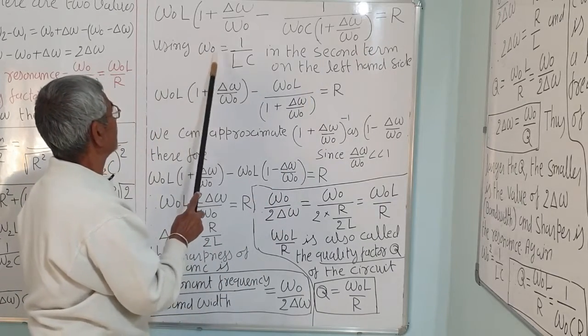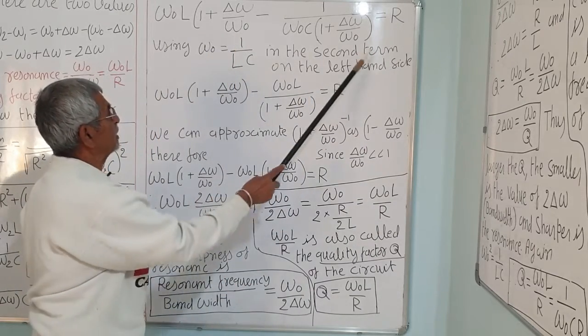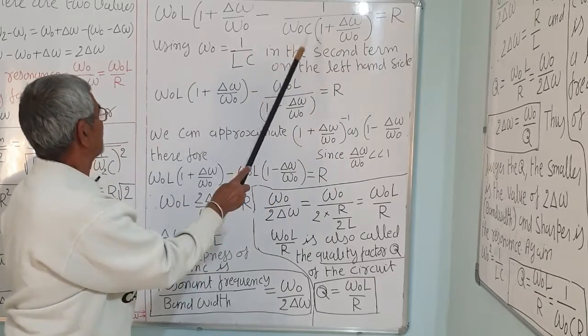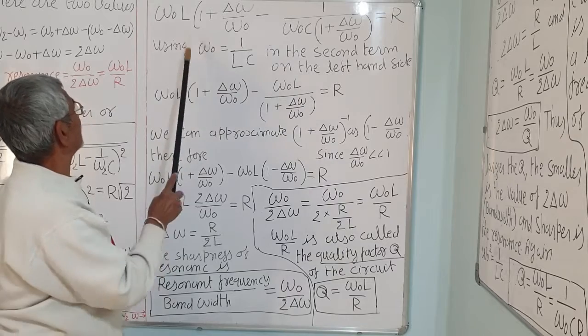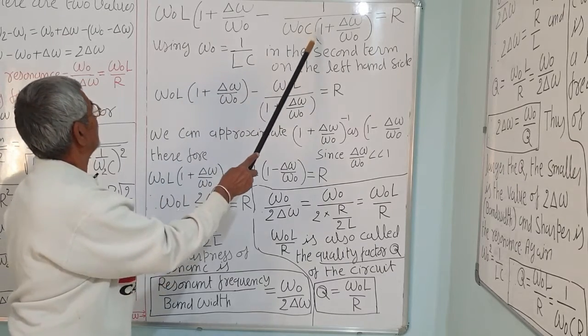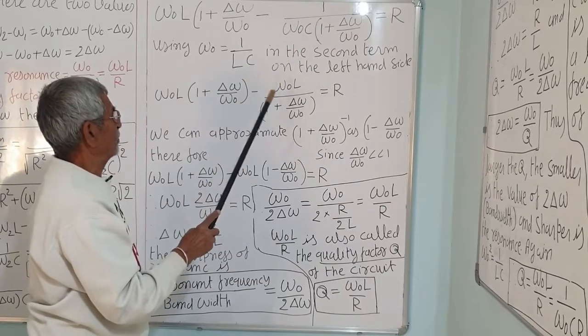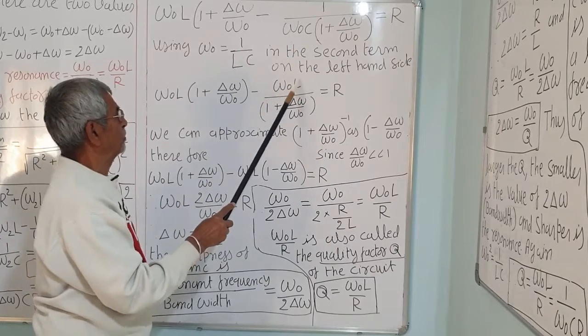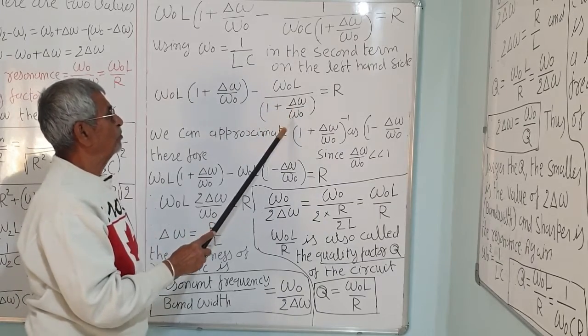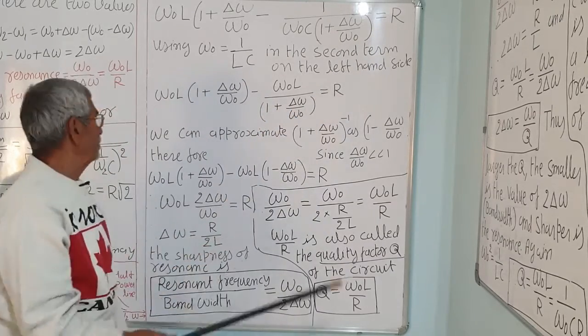So, using omega 0 equal to 1 upon under root LC in the second term, the left hand side becomes omega 0 L into 1 plus delta omega upon omega 0, and that is equal to R.